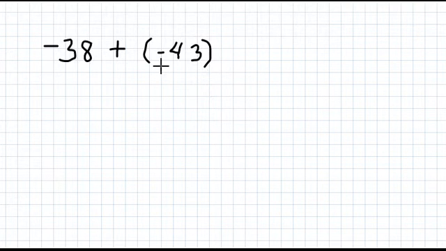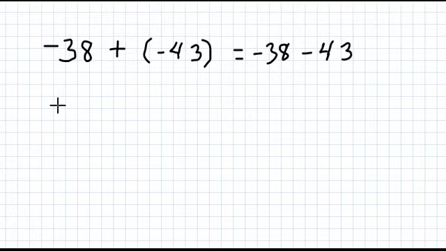Close parentheses. Now if I had to rewrite this, and we want to drop these parentheses here, this becomes a negative 38 minus 43. Okay, so a plus and a negative inside, we drop the parentheses and it becomes a minus. So I'm going to take it that you know how to come up with the answer here, negative 38 minus 43. Your answer is going to be a negative.